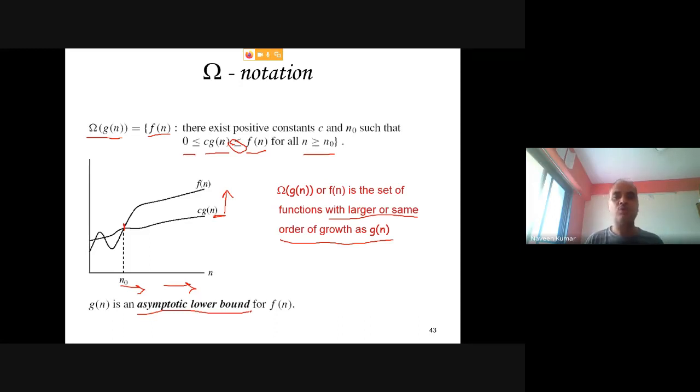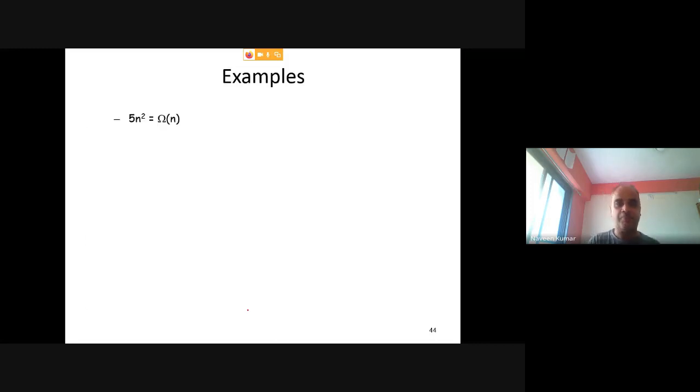Okay, so let us take a few examples here. The first example says 5n square is equal to omega of n. You need to show it. How can you show it? Here fn is this, so fn should always be greater than or equal to c into n. That is, 5n square is greater than or equal to cn. So there must exist two positive constants c and n0 such that 5n square is greater than or equal to cn. That is what you want to show.